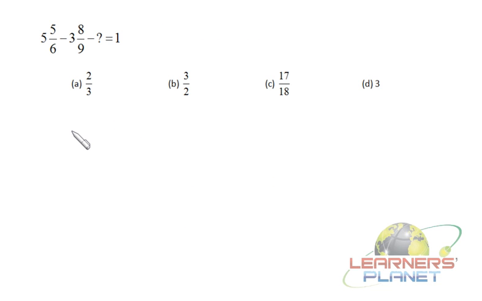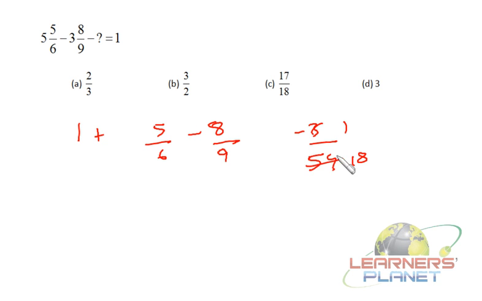Now let's see this problem. We have to find out the value of this question mark. So let's solve the integral part. It's 5 minus 3, that is 2, minus 1, 1. Okay, and plus it's 5 by 6 minus 8 by 9. Okay, it's 45 minus 48, that is minus 3 by 54, 9 6s are 54. So it's minus 1 by 18. So 1 minus 1 by 18, that is 17 by 18. Okay friends.